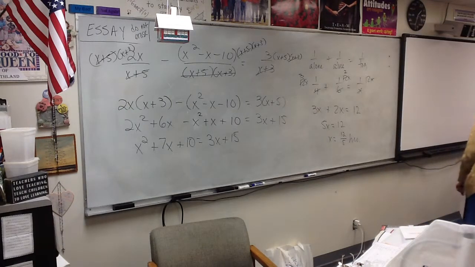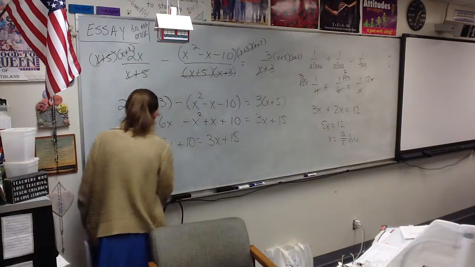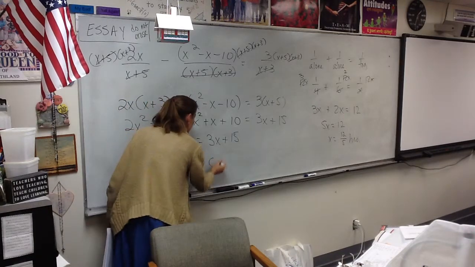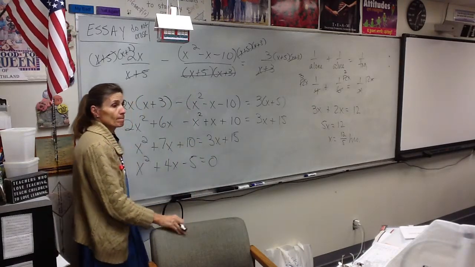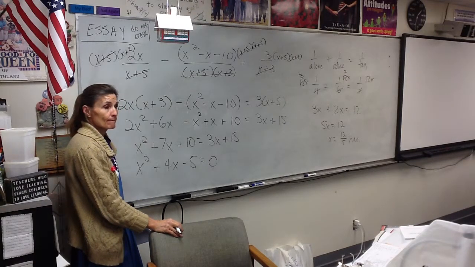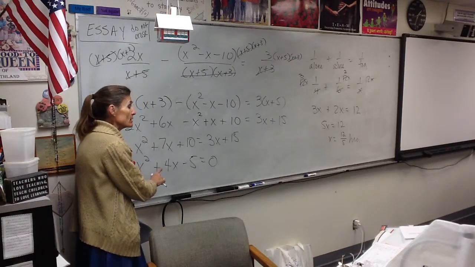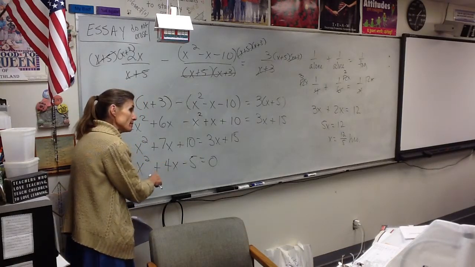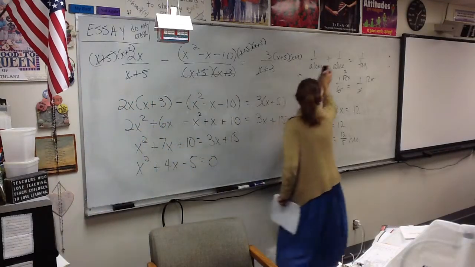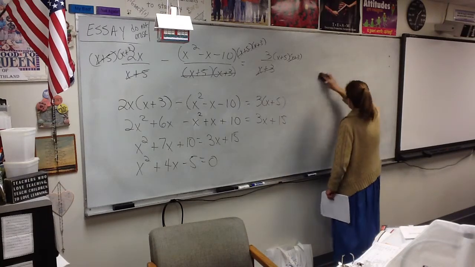X squared plus 4x minus 5, x plus 4. Okay, so now I'm going to move this stuff over. So I'm going to have x squared plus 4x minus 5, x minus 5x plus 1. That actually factors. Now kids, do you have to factor it? No. Sometimes they don't factor, and then you have to use the quadratic formula, but you are always welcome to use it if you wish.